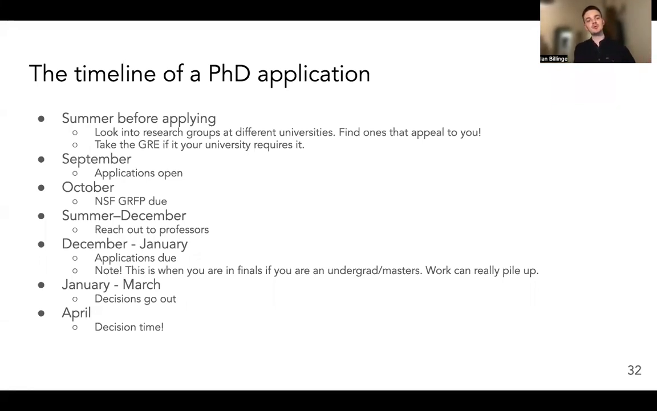The summer before you apply, you will want to start doing your research. You want to start looking around at the different universities, looking into research groups there and find ones that appeal to you. And if at all possible, if you want to take the GRE, it's good to get it out of the way in advance, right around now. In September, applications open. In October, there's something called the NSF Graduate Research Fellowship, which is due, which we will talk about more in a bit.